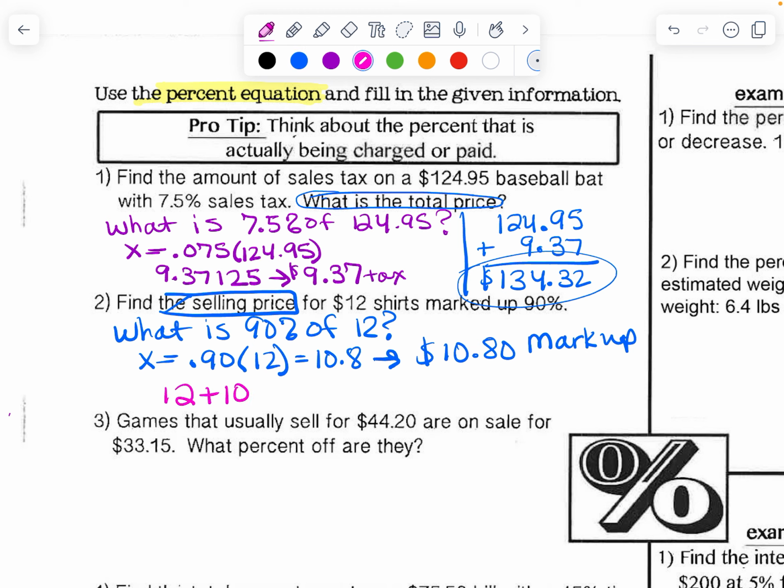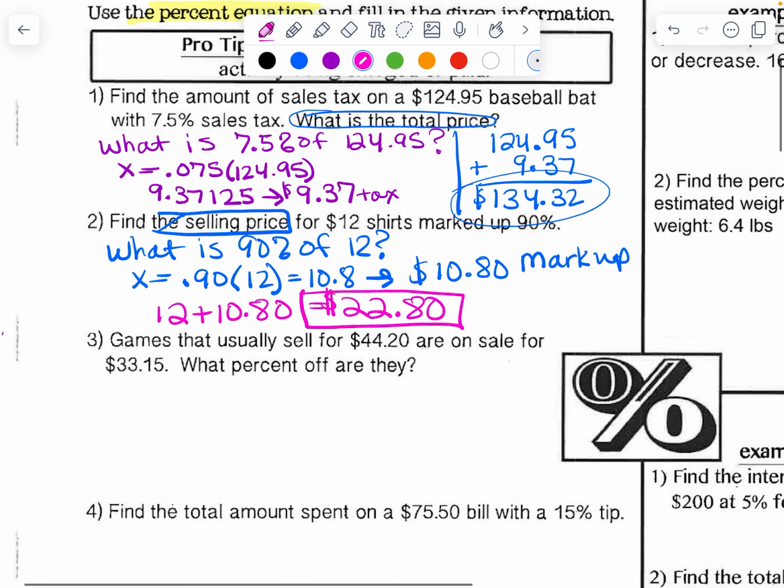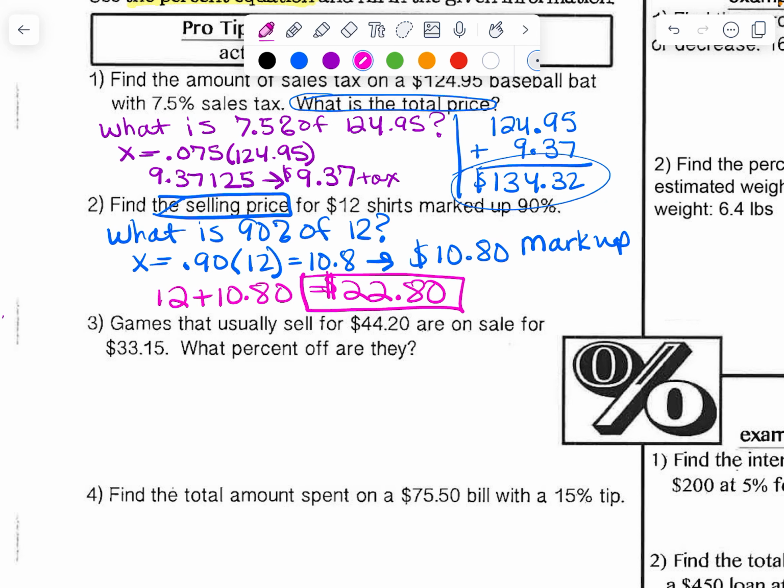All right, let's move on here. Games that usually sell for $44.20 are on sale for $33.15. What percent off are they? Well, first of all, we need to know how much we saved. So let's subtract these numbers. So that's $11.05. So $11.05 is what percent of the original price? Because that'll tell us the discount. What was the original price? This is what they usually sell for.